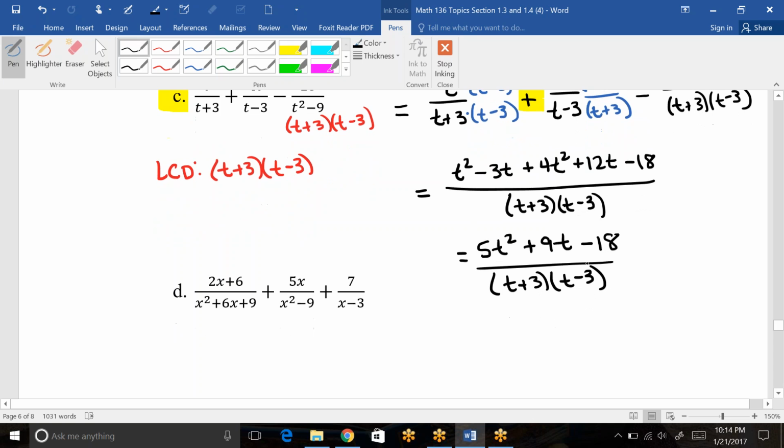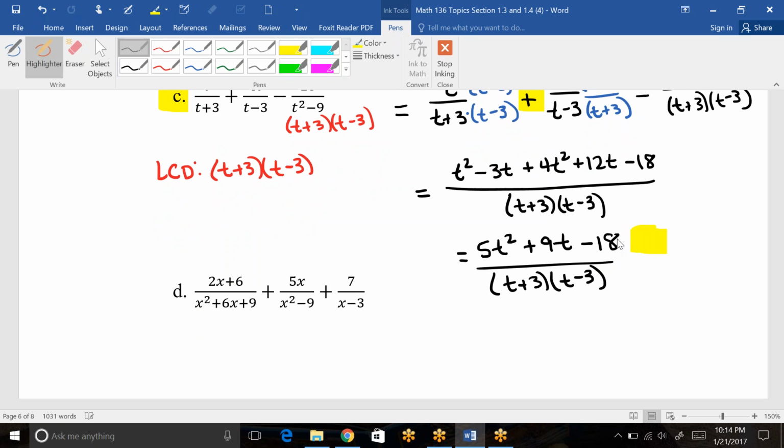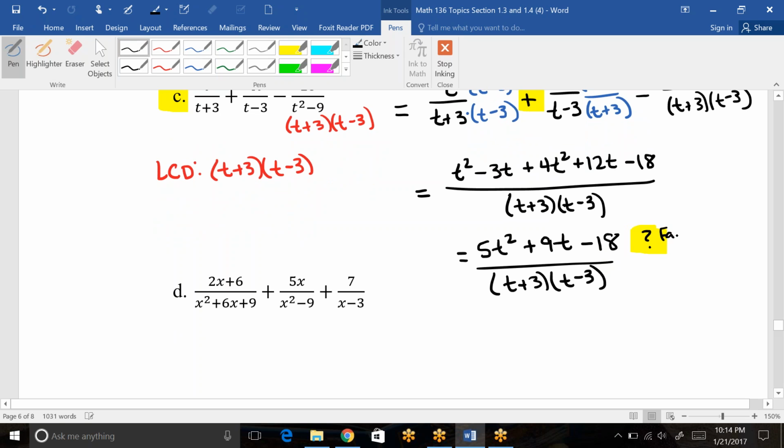And then here's the problem. You do need to check. We're kind of putting a question mark next to this. Does this factor? Because if it does, it's possible there's a cancellation. So I'm going to do some scratch work over here. So 5t squared, I always put little curls on my t's so they don't look like plus signs. It can be really confusing.